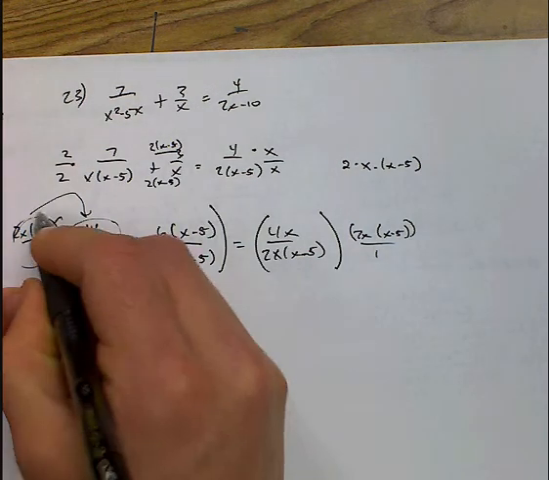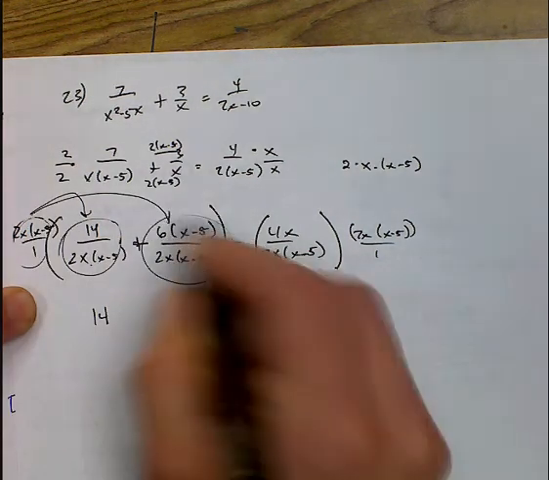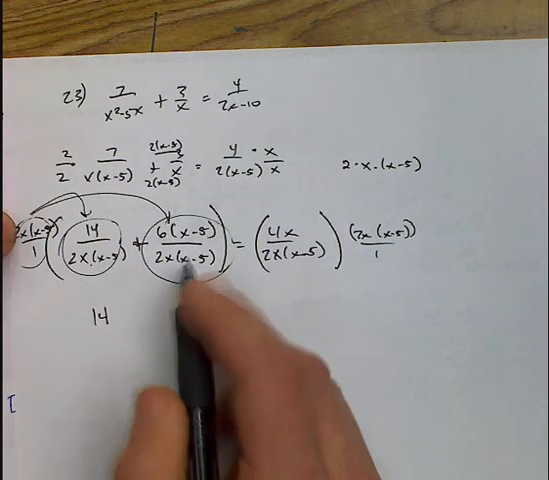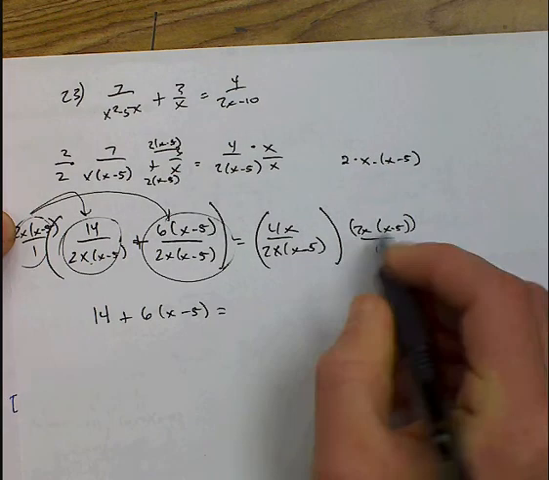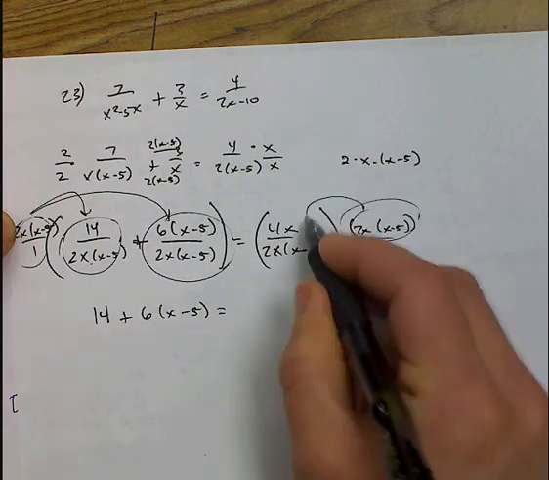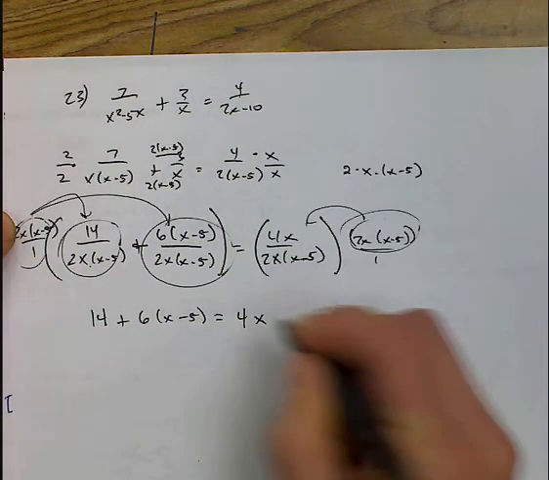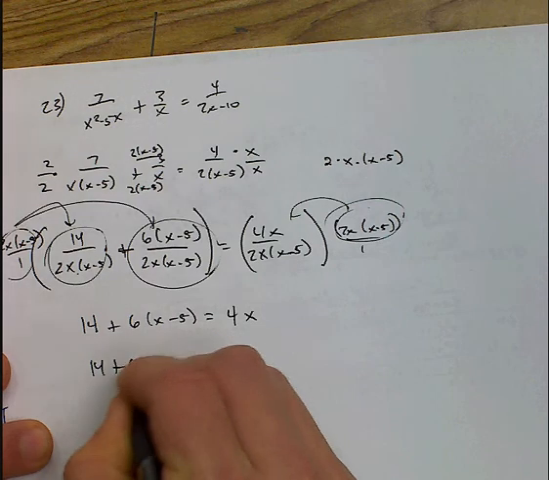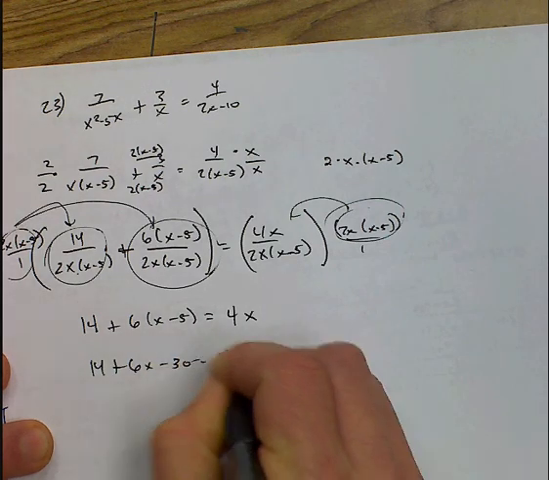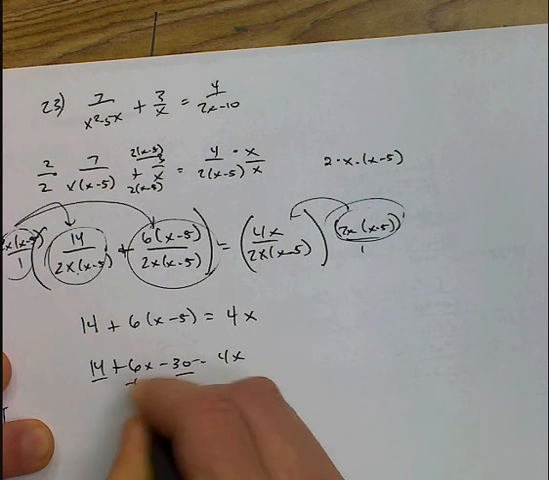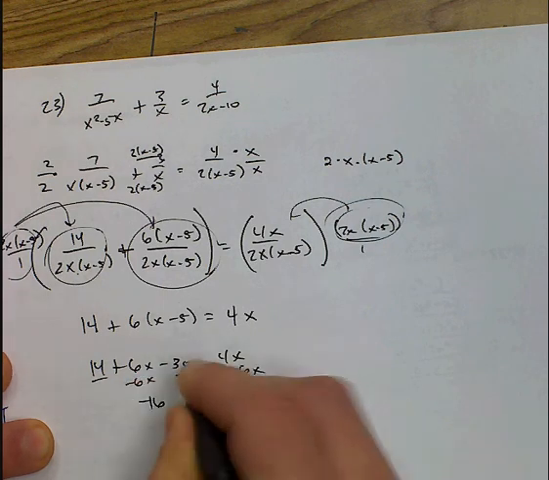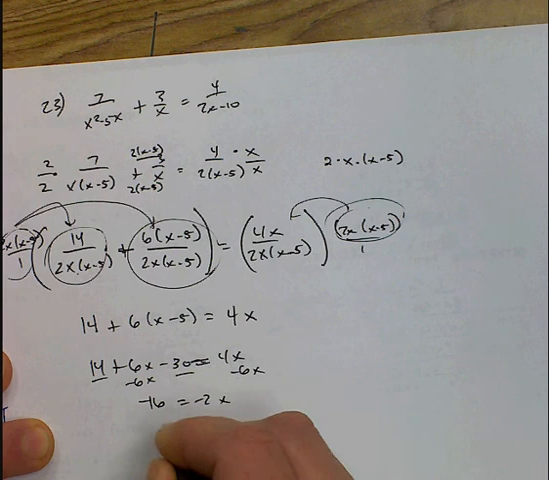But now I'm going to also distribute this to this whole term, so this numerator and this denominator cancel out, and all I have left is 6 times x minus 5. And then the same thing happens here when you distribute, and all you're left with is 4x. And now you have a pretty easy equation to solve. If I combine these two, I get negative 16. And so x equals 8.